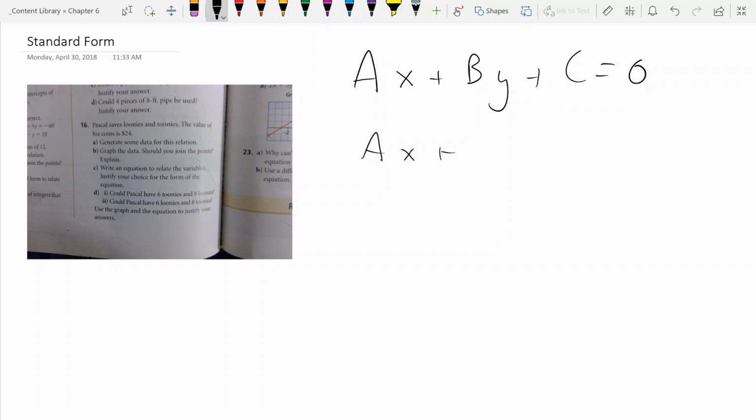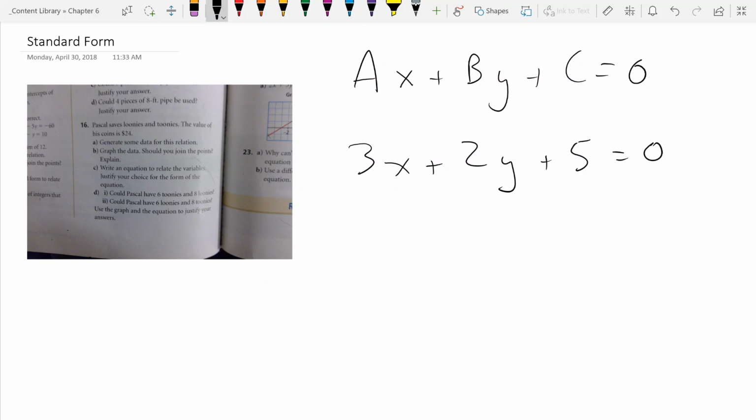Sometimes you'll see it written this way. That's essentially the same thing. C can be on either side of the equation. So when it says a, b, and c, those are usually numbers. So an example would be something like this. That would be standard form.